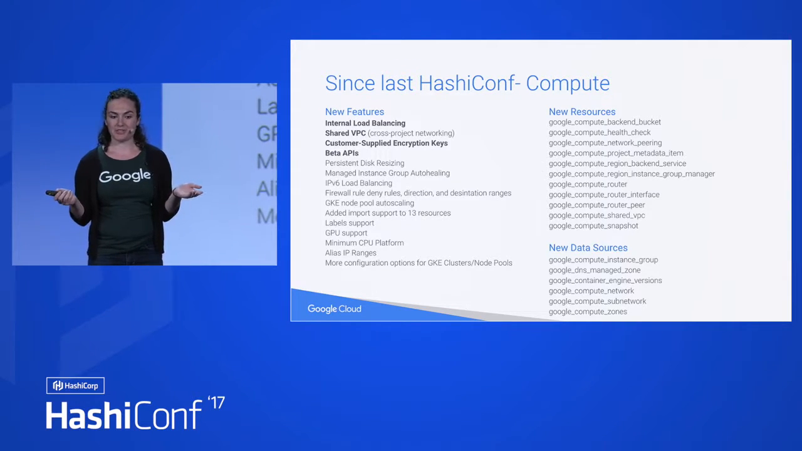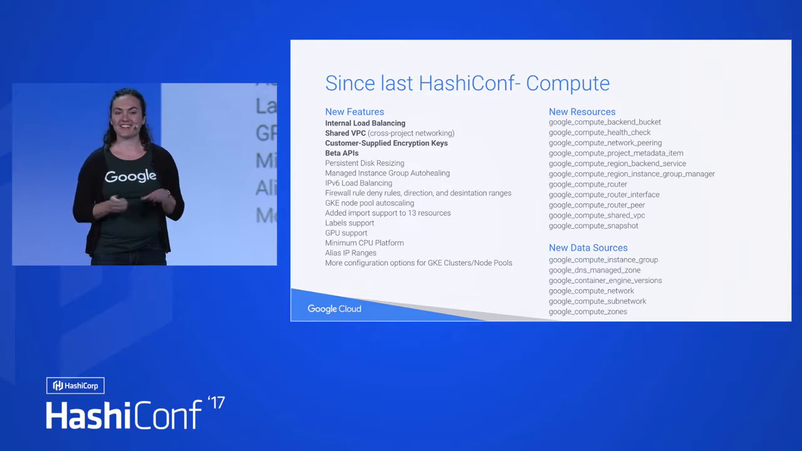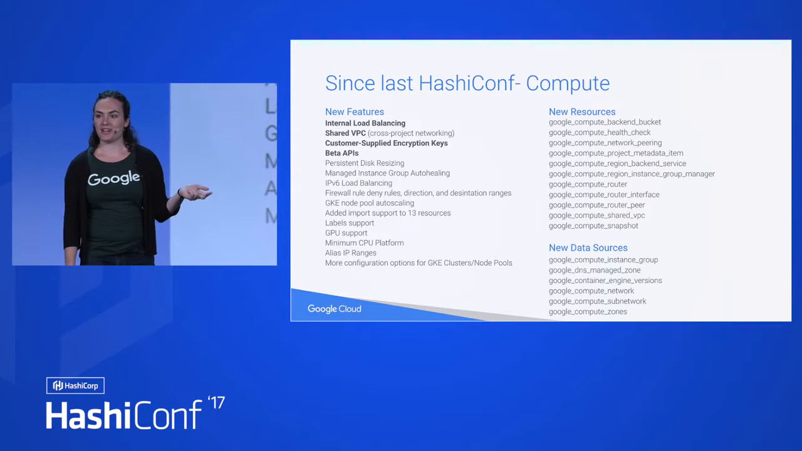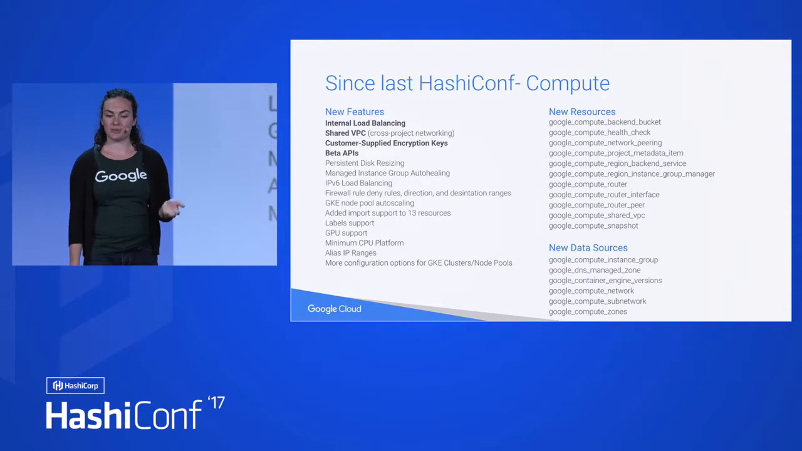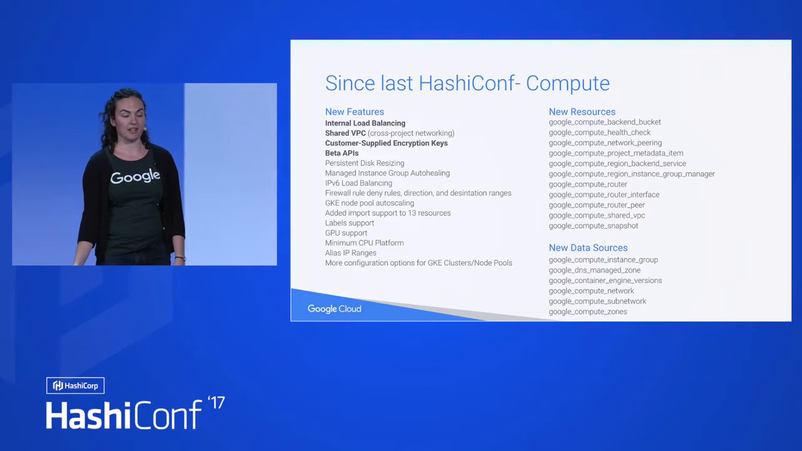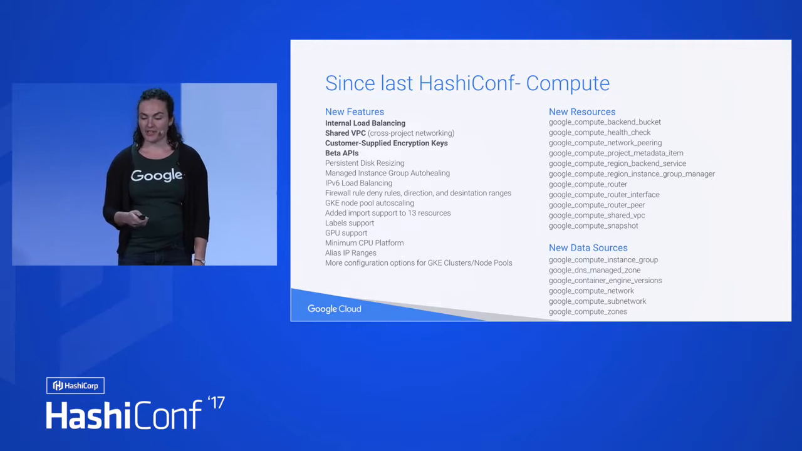So in terms of compute, some of the features that I want to highlight from here, I know it's a lot of text, you don't need to read it all. It's all in the changelog and posted in the docs on terraform.io. We've added 2 new really great networking features, internal load balancing and shared VPC, otherwise known as cross-project networking. We've also added the ability to supply your own customer encryption key for disks. And we have the infrastructure now to support APIs that are in beta. So if you have a feature that you want that's in Compute Engine, that's a beta feature, we used to not be able to add it to Terraform. Now we can. And so that's all come up somewhat recently.